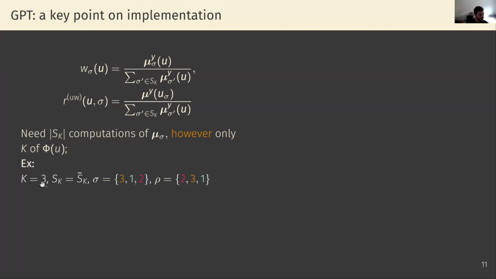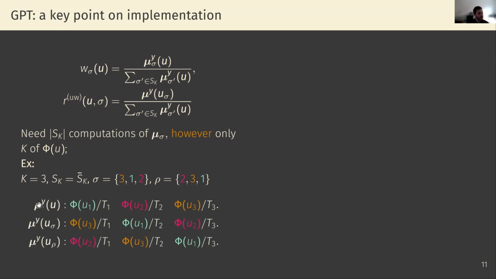And just to give an example, if we consider 3 chains and we consider all possible permutations, then for 2 given permutations sigma and rho, sigma 3, 1, 2, rho 2, 3, 1, we have as follows. If we want to compute this joint posterior mu I U, we need to evaluate this term here in blue, this term here in pink, and this term here in orange. But if we evaluate these 3 terms and we store their value, then we can compute mu y of U sigma by just essentially taking these stored values and permuting the temperature, right? So we only need 3 re-evaluations of phi, which, depending on the regime where you are, is the expensive part.